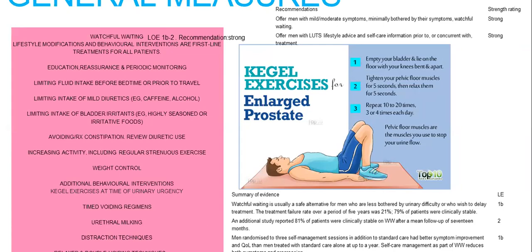And of those, 81% were clinically stable 17 months after that time period as well. So it's a strong recommendation to offer them watchful waiting and to offer them self-care information, education, reassurance, and periodic monitoring as well.